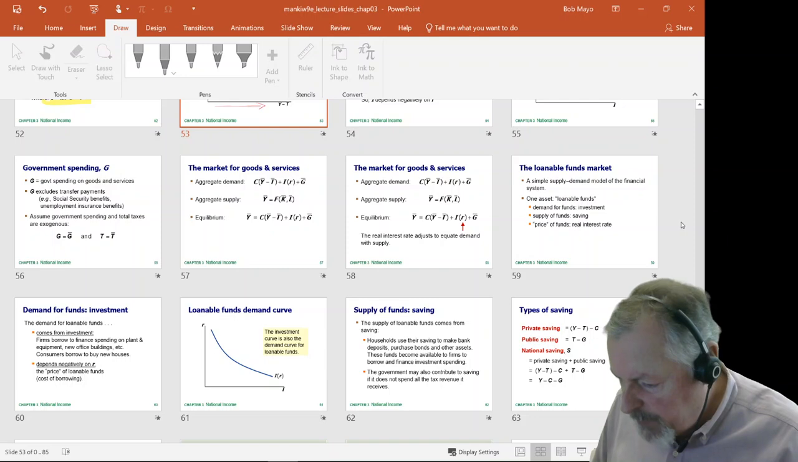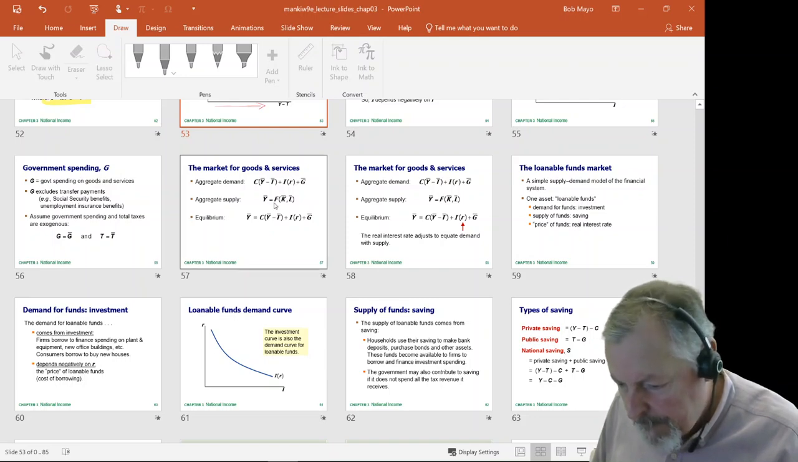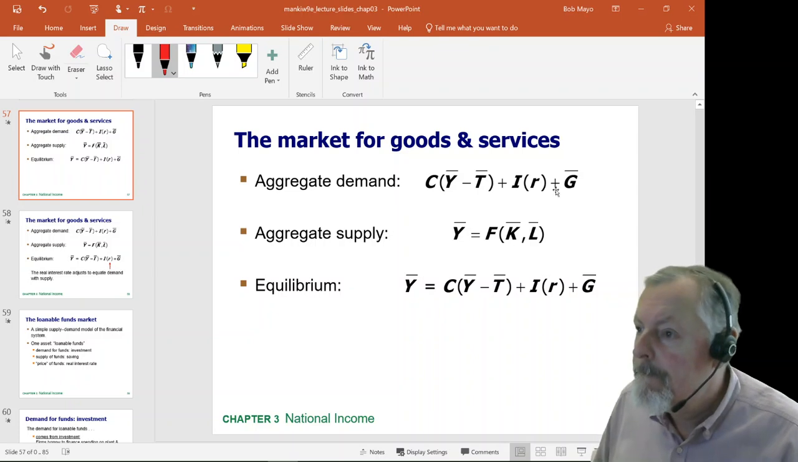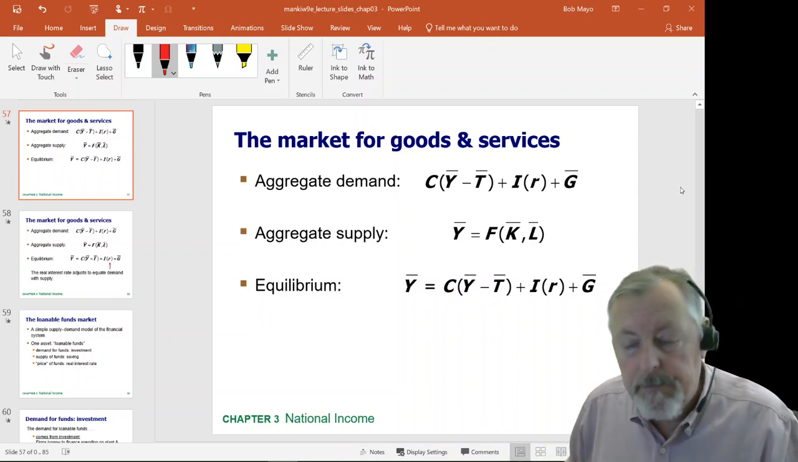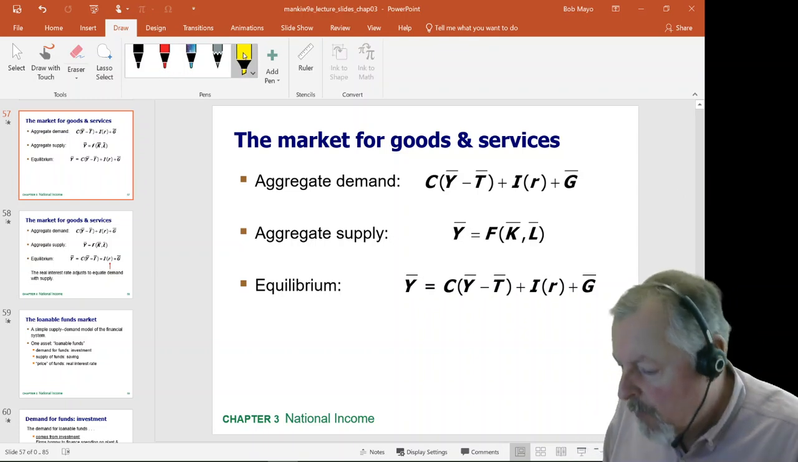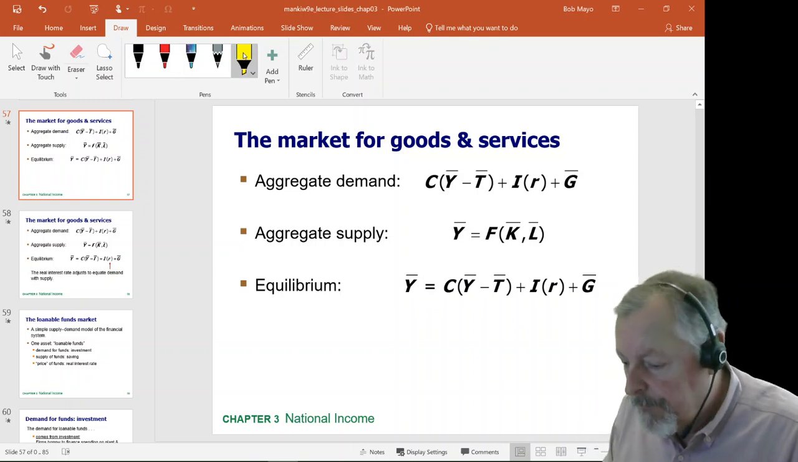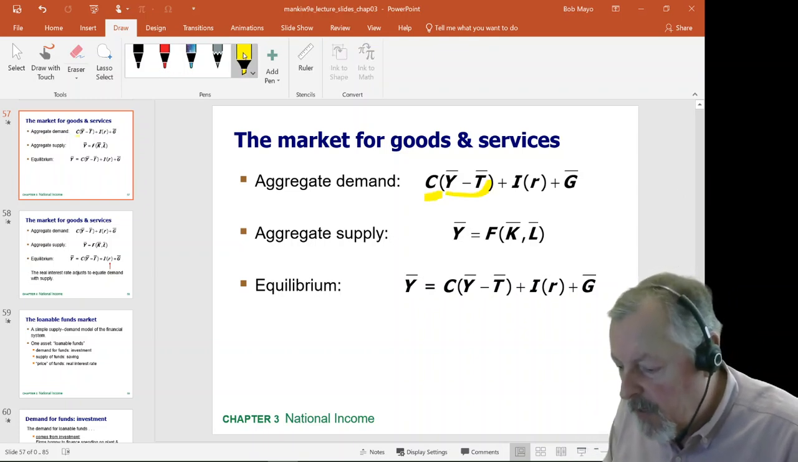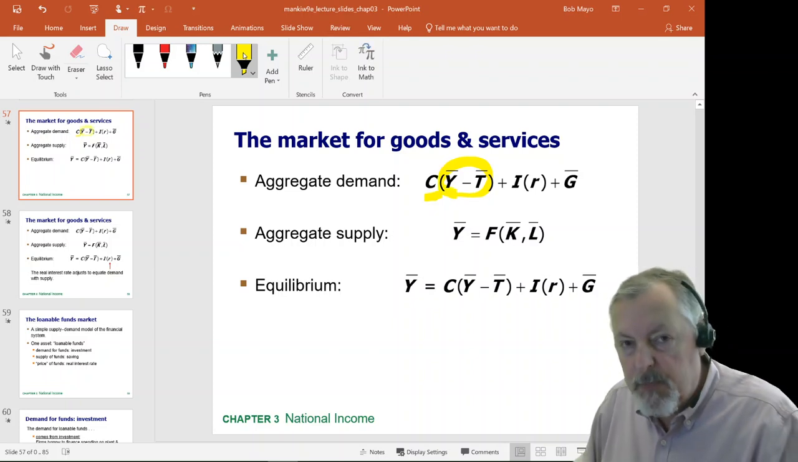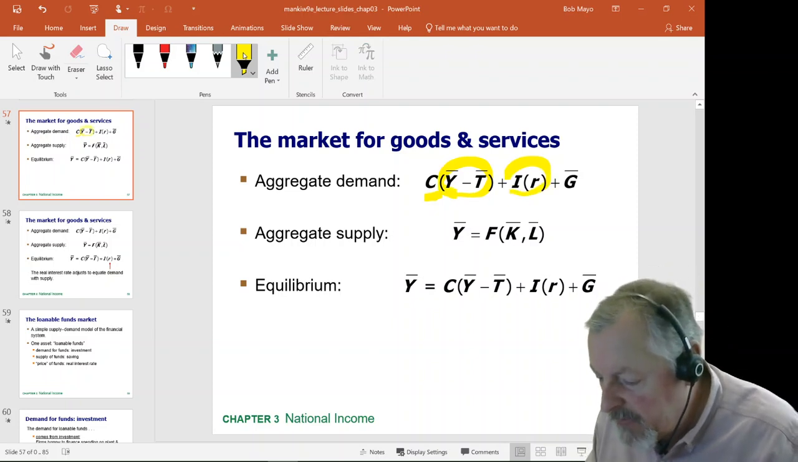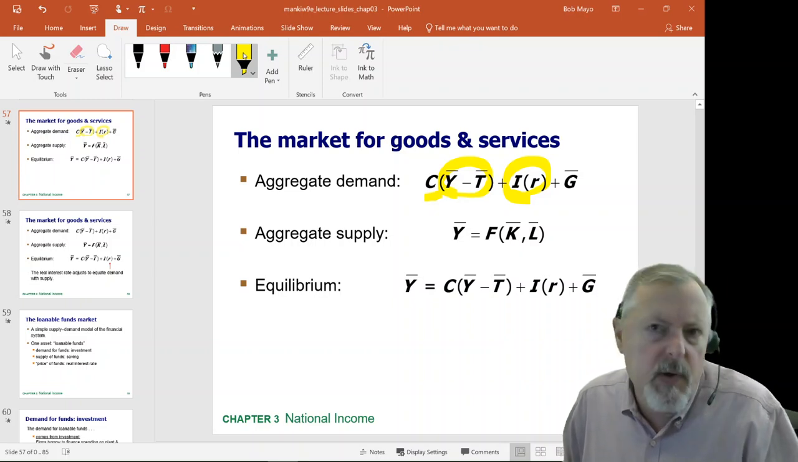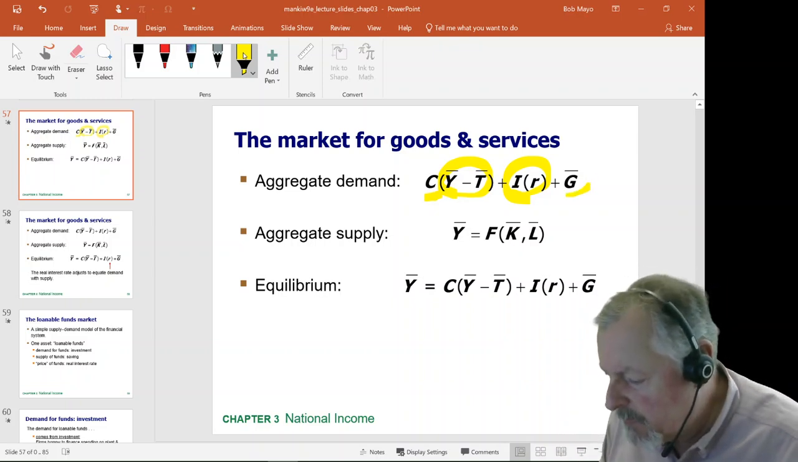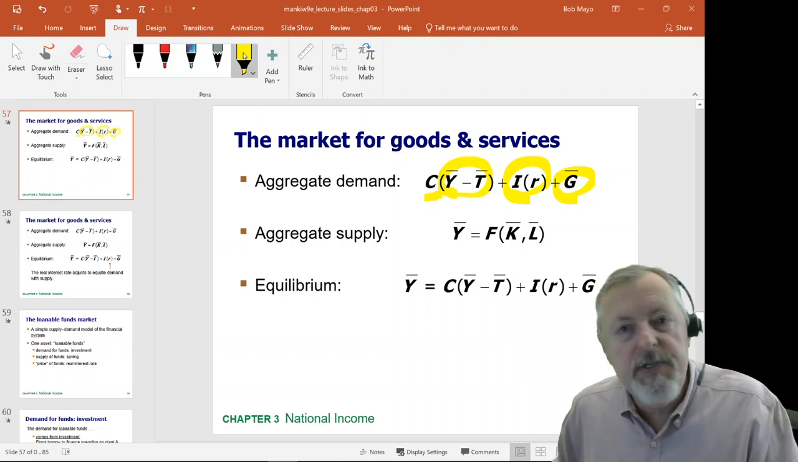Investment, government spending. Market for goods and services. What is total demand? Well, it's consumption, which is a function of disposable income, plus investment, which is a function of the interest rate. It's just the price of borrowing money, plus government spending, which is a function of nothing.